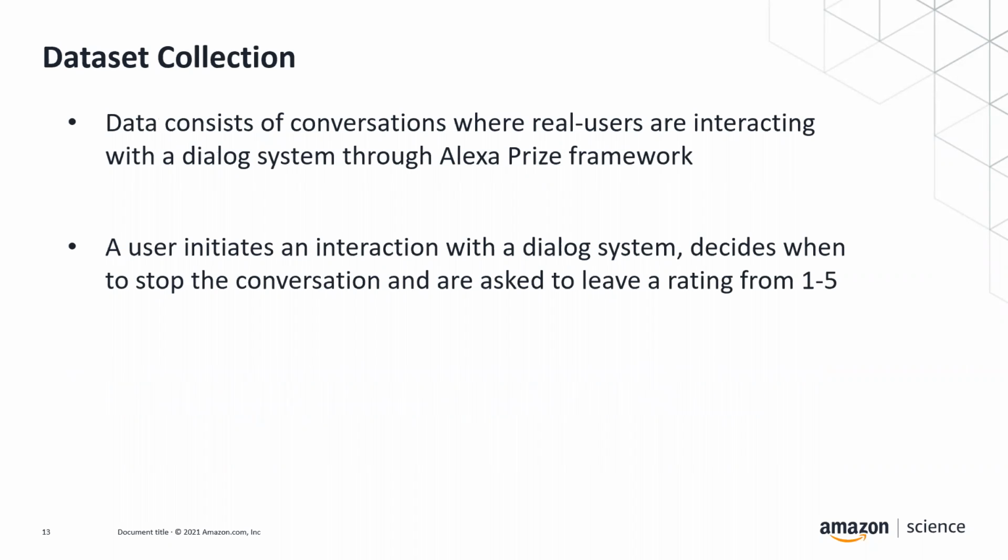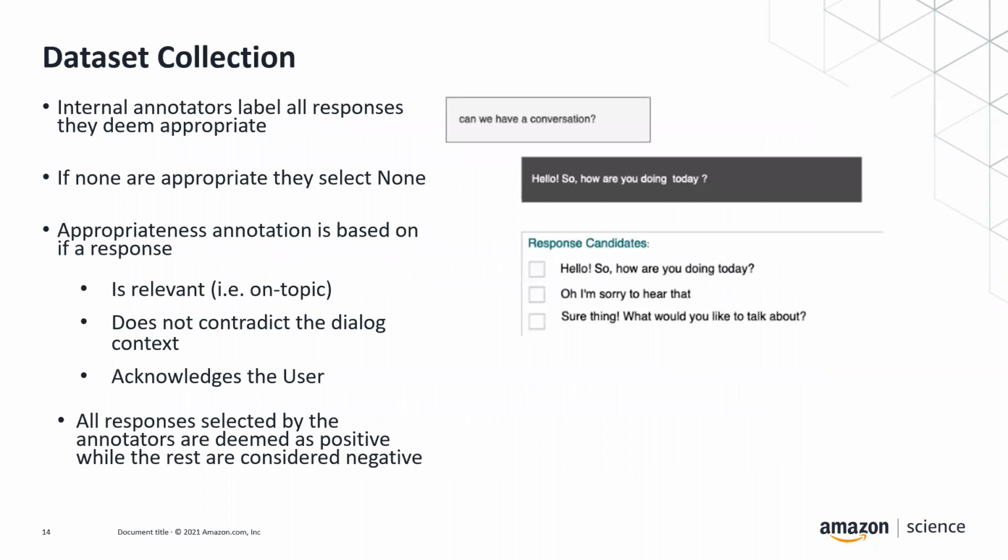Our data consists of conversations where real users are interacting with a dialog system through the Alexa Prize framework. Within the Alexa Prize framework, a user initiates an interaction with some dialog system, decides when to stop the conversation, and is then asked to leave a rating from 1 to 5.